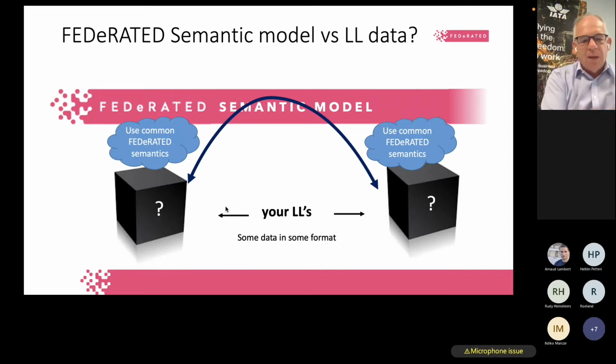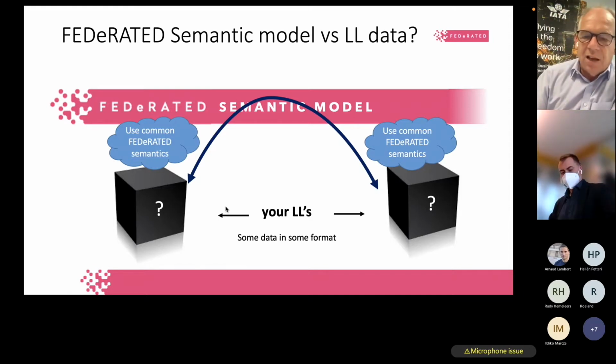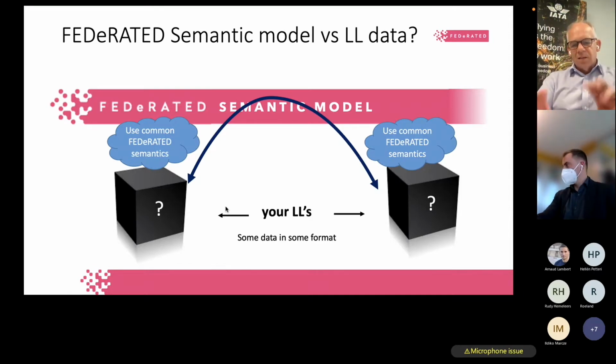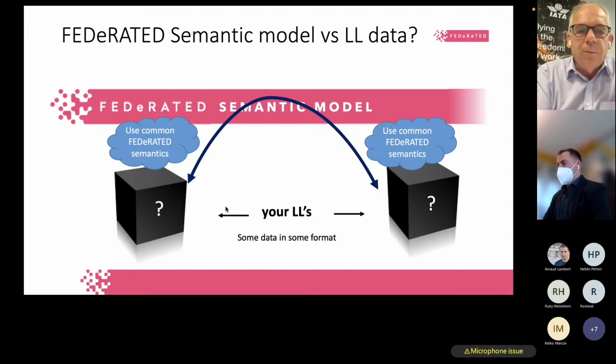A Swedish living lab may be using some sort of technology for internal data exchange. The Italian living lab may be using something else. That's absolutely fine, as long as it's internal. Black box, we don't care. But when they start interchanging, they need to use the common language of the federated semantic model, okay?